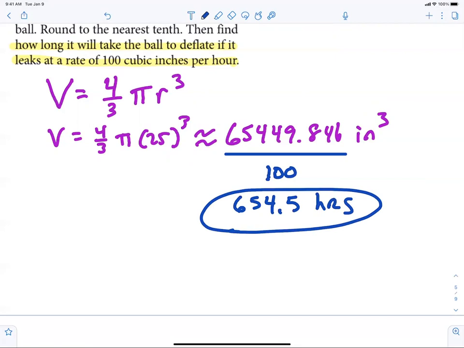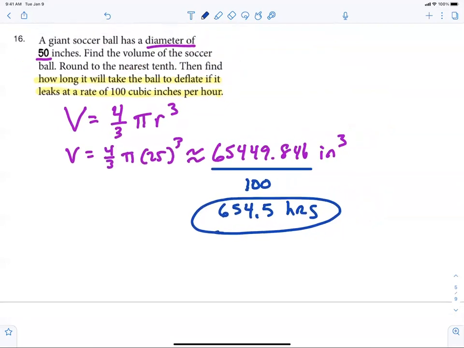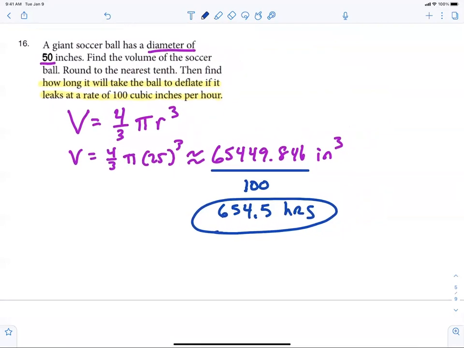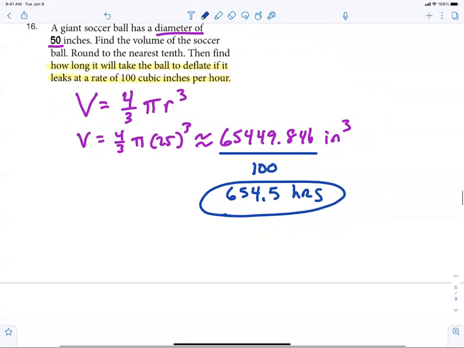Molly, how are you doing back there? And if you divide that by 24, that'll tell you the number of days. Avery, are you okay with that one? Okay. All right, that's a good word problem right there, guys. All right, we got lots of word problems now. All right, here we go.